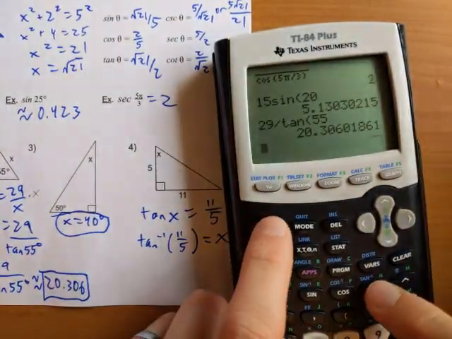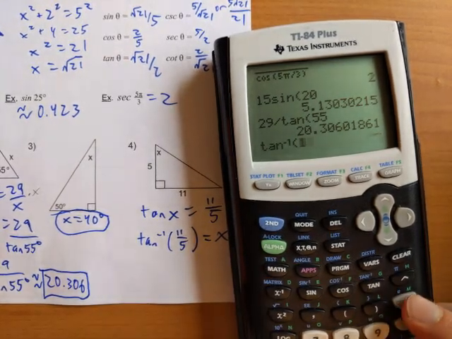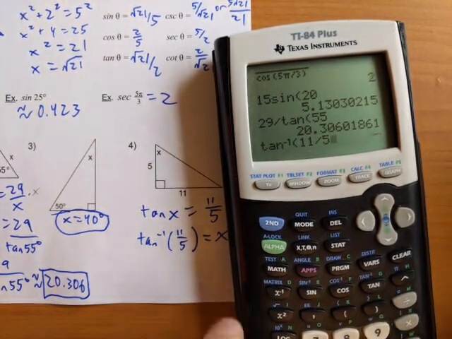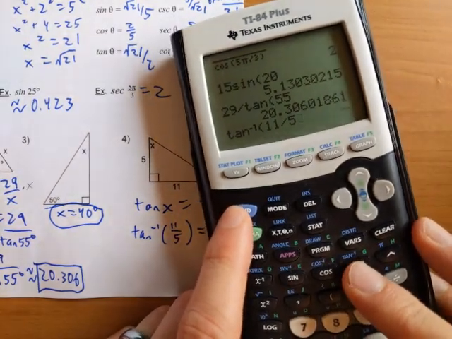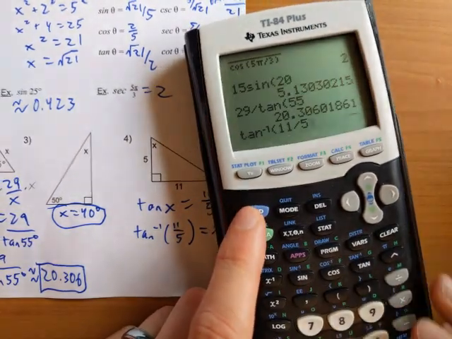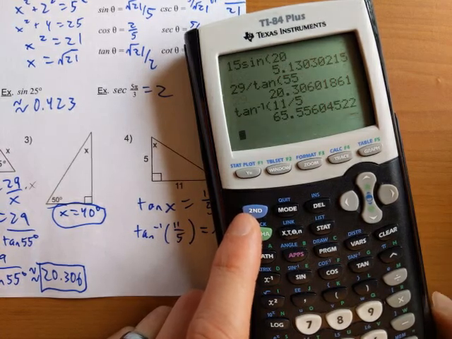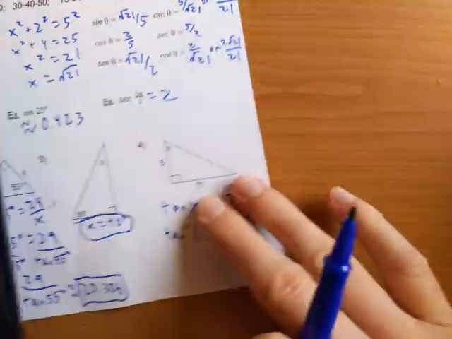All right, so I'm still in degree mode. I want to keep that in mind. Because now when I do this, you're doing second tangent to get that inverse. If you look above tangent, it has that tangent -1. Second tangent for inverse tangent of 11/5. So a little more than 65.